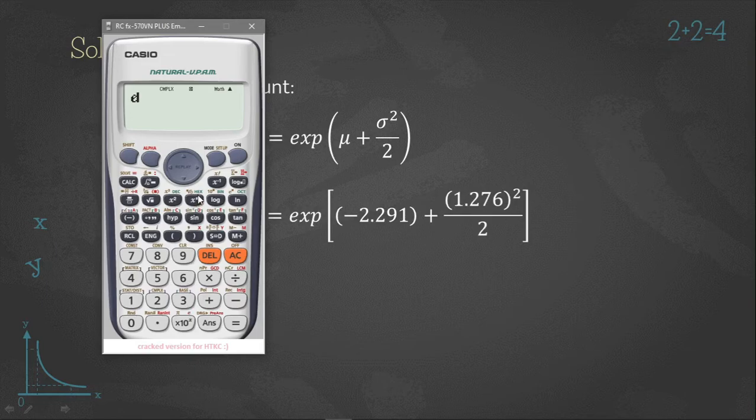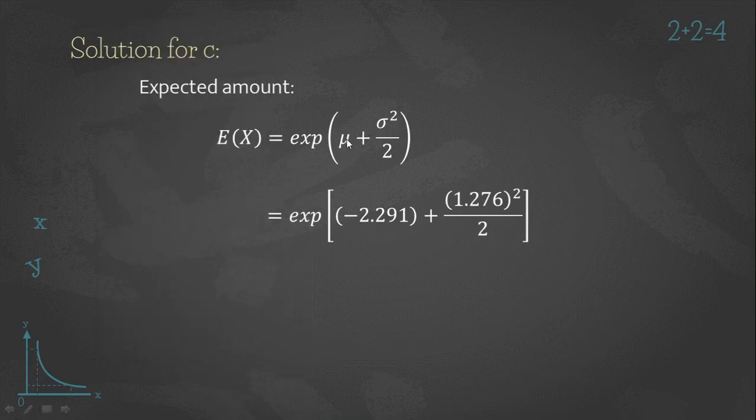E raised to negative 2.291 plus 1.276 squared over 2. So, ang ating sagot ay approximately 0.2283. So, ang ating nakuhang sagot ay approximately 0.2283. So, yan yung final answer for expected amount.